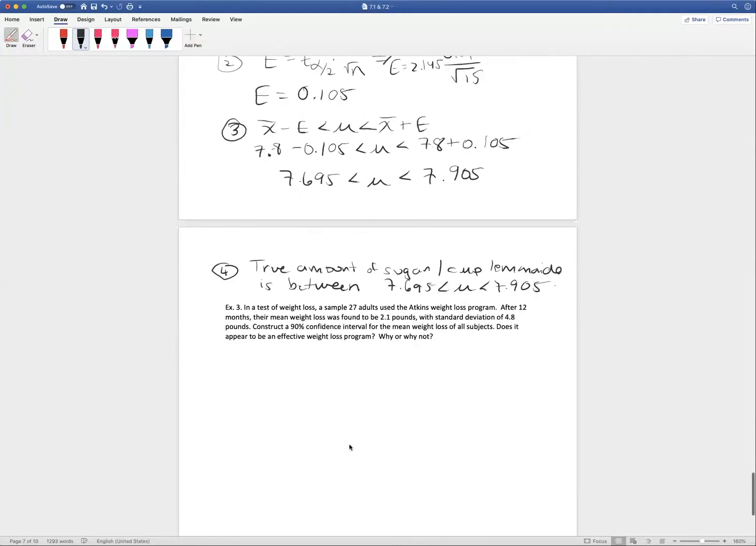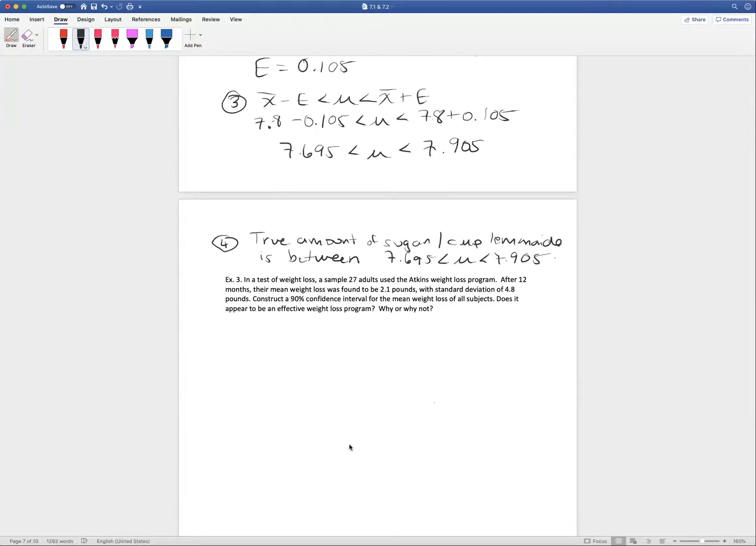Okay, let's end with one more example. This last one says, in a test of weight loss, a sample of 27 adults used the Atkins weight loss program. After 12 months, their mean weight loss was found to be 2.1 pounds with a standard deviation of 4.8 pounds. Construct a 90% confidence interval for the mean weight loss of all subjects. Does it appear to be an effective weight loss system?